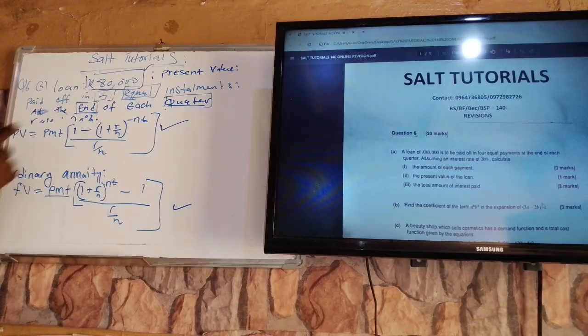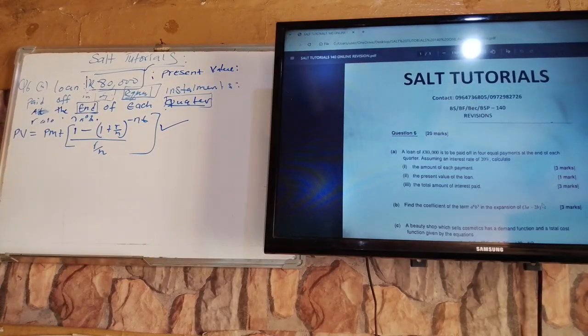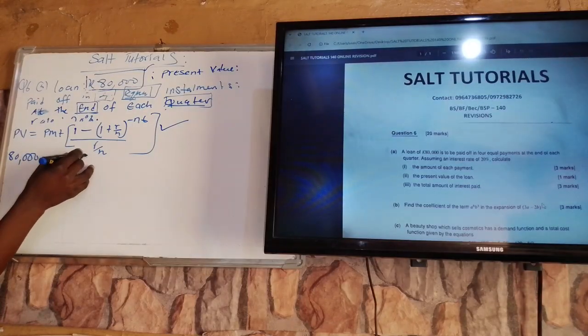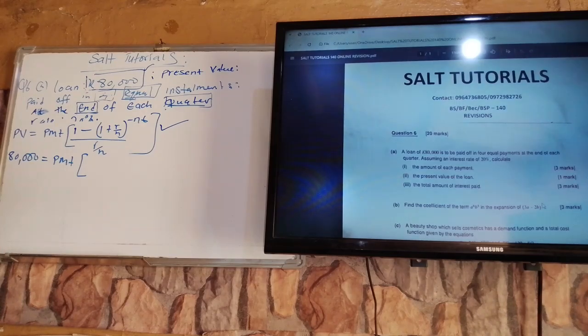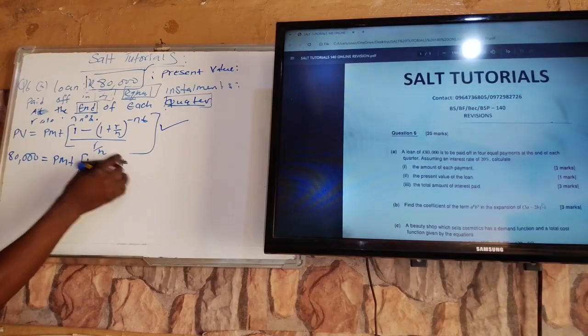But in this case, it is the present value because there is no due date there. Now we want to find the payment, so we are using the present value formula. So what are we going to replace here? PMT, which we are looking for; present value is 80,000. So we're going to have 80,000 equals the PMT which we are looking for, multiplied by 1 minus, open bracket, 1 plus.